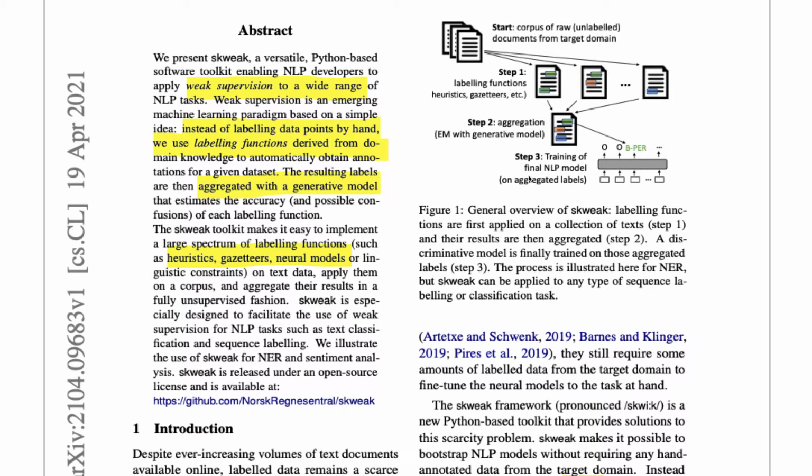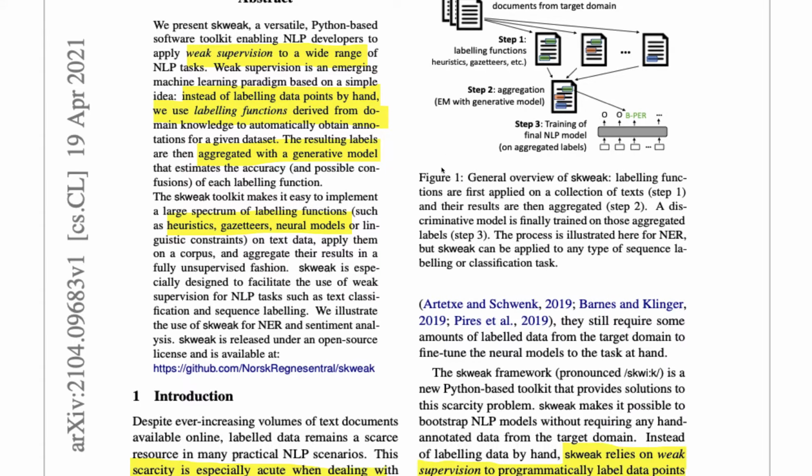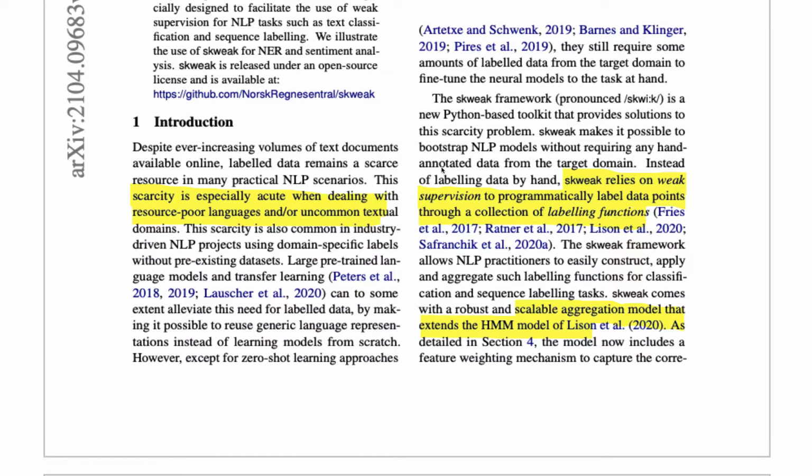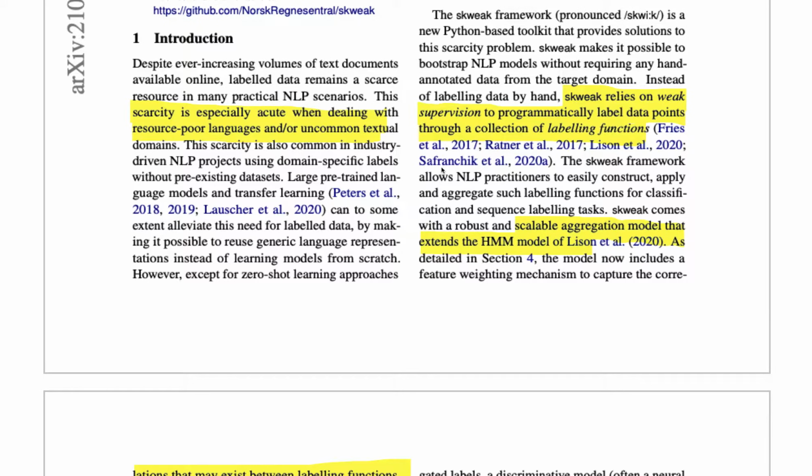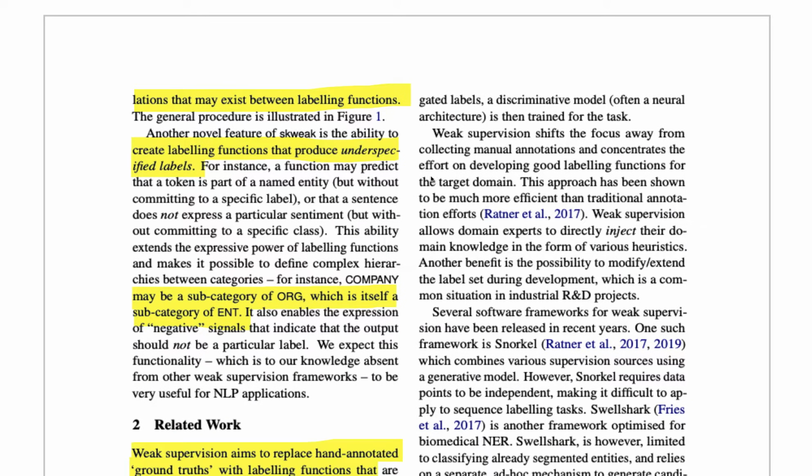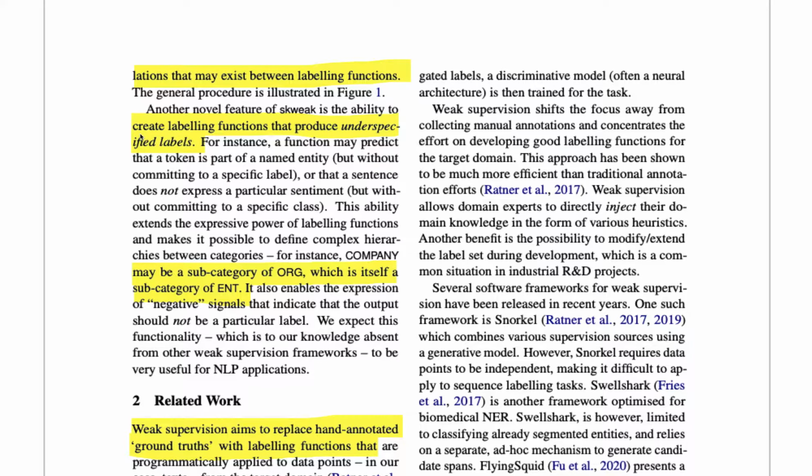In this paper, they are applying this technique to the problem of named entity recognition and classification, which is pretty common in NLP. And for the aggregation function, here they are using a hidden Markov model. So this is basically the overview. Okay, so let's talk about the paper in more detail.